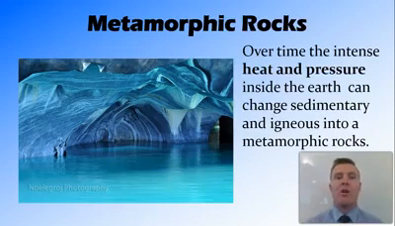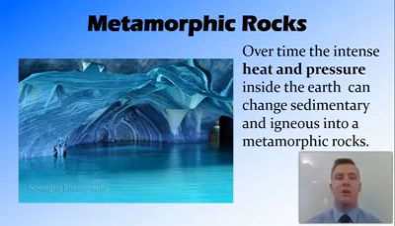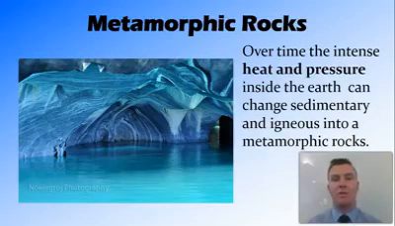The third type of rock is called a metamorphic rock. And this again comes from a Greek word, meta being change and morph being form. So over time, inside the Earth, the immense heat and pressure causes those rocks in the Earth to change forms. So it might come from an igneous rock, or it might come from a sedimentary rock, but we end up with metamorphic rocks, which have different properties from the rocks that they're formed from.